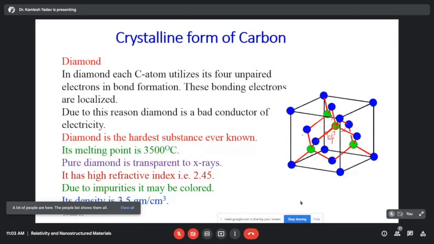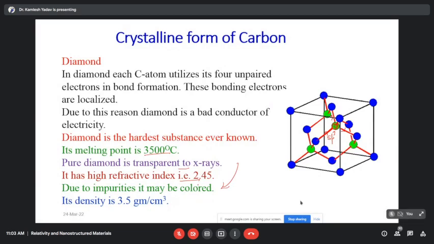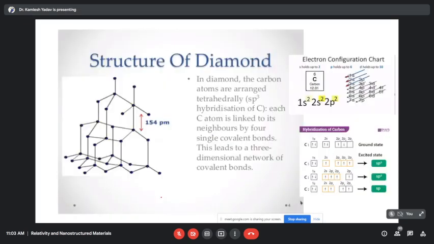But this is the hardest substance we know, and the melting point of diamond is 3500 degrees Celsius. It is transparent to X-ray and has a refractive index of 2.45. If you add some colored impurity atoms, then it becomes colored, and the density of diamond is the highest. That is why this is the hardest substance known. Now, this is the structure of diamond.